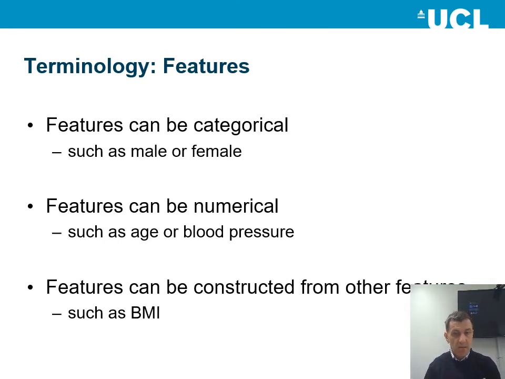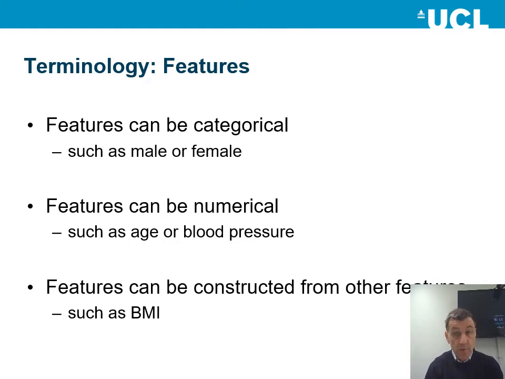So just to say a little bit more about the properties of features. All kinds of data can be features. So we can have categorical features such as male or female, or smoker or non-smoker, and we can have numerical features. So we can have age, like I've said, or blood pressure, or any other quantitative variable can be a numerical feature.